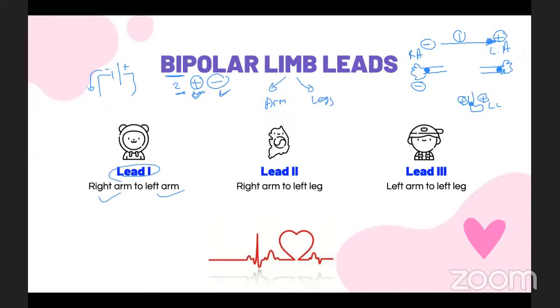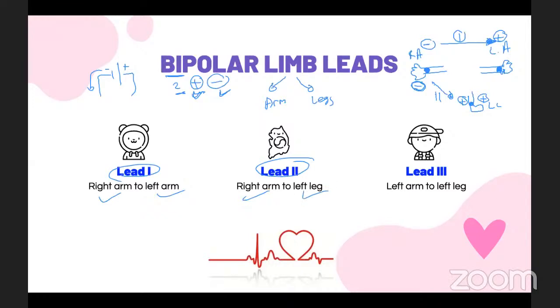Okay, then we move from the right arm to the left leg, right? Because it's negative. We want to move from a negative charge to a positive charge, and we have lead 2. Okay, so lead 2, perfect. We have the right arm having a negative charge because we don't have any heart on the right side. The left leg, we have a heart, so we add a positive charge, lead 2.